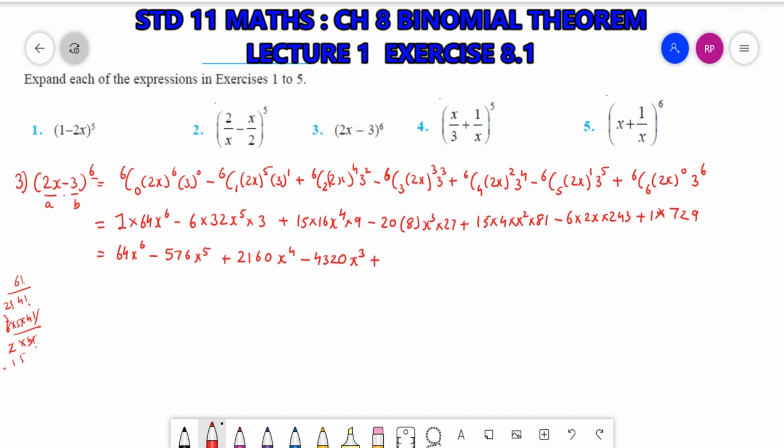Plus 15 into 4 into 81, this will be equal to 4860 x square, minus 6 into 2, 12, 12 into 243, that will be equal to 2916 x, plus 729. Okay, so this was about question number 3. Just note it down.